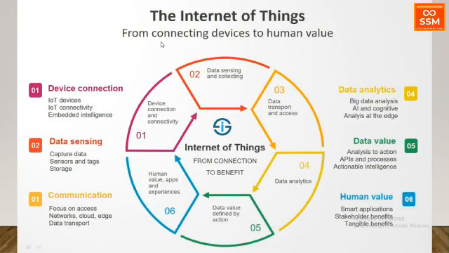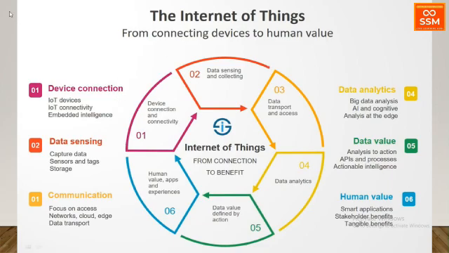Now, for connecting devices to human value: see device connection and connectivity. Then it sends the data, the data is transported, and you can analyze the data and define an action based on it, even by using apps. In a mobile phone you can install an app and monitor a device present in any household. A simple example is that you can switch a fan or a light on or off through an app. So this is an example of an IoT.